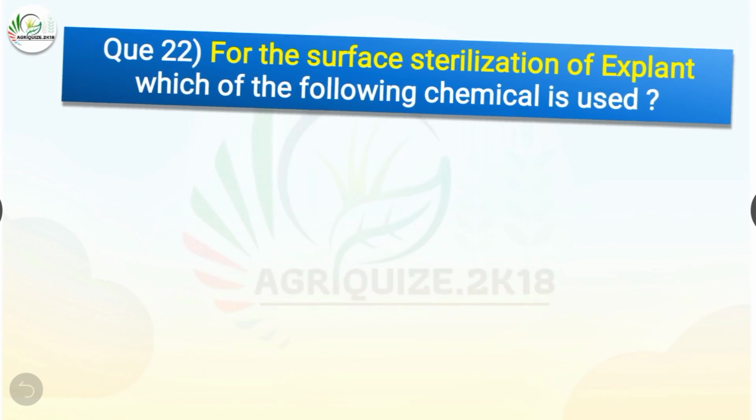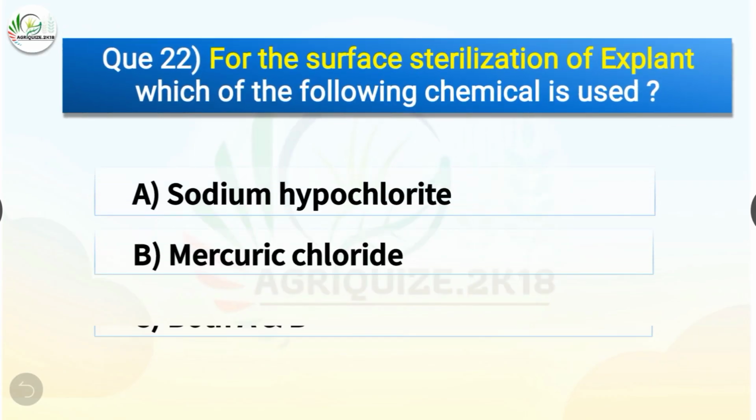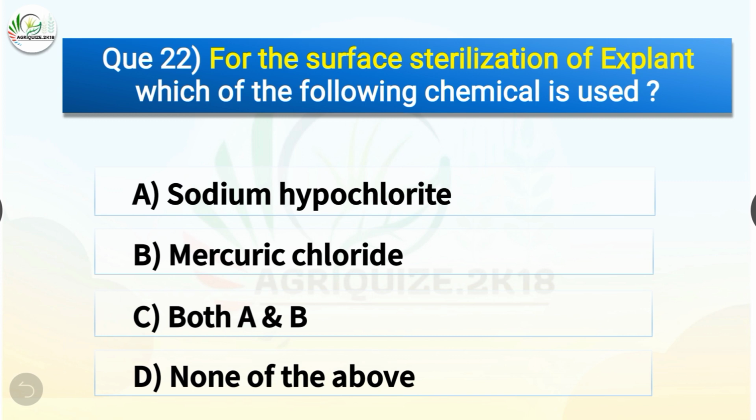Question number 22. For the surface sterilization of explant, which of the following chemical is used? The options are sodium hypochlorite, mercury chloride, both A and B, or none of the above. The correct answer is option C, both A and B. So for the surface sterilization of explant, both sodium hypochlorite and mercury chloride can be used.